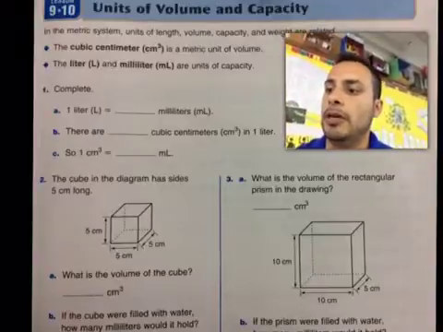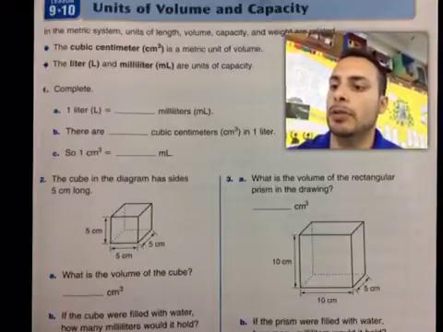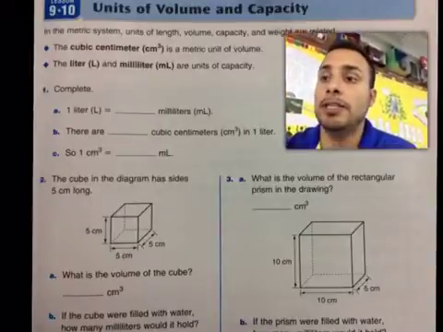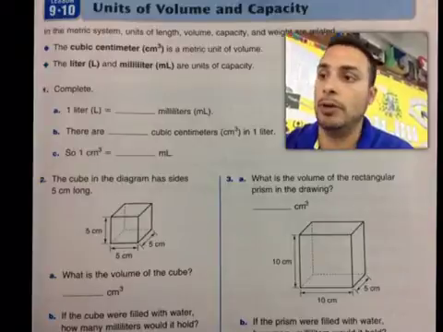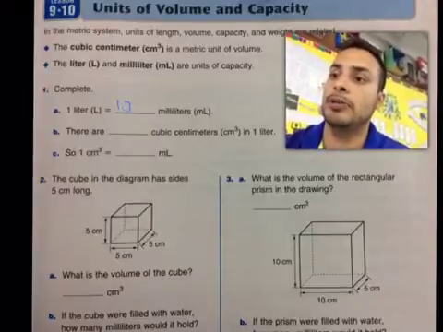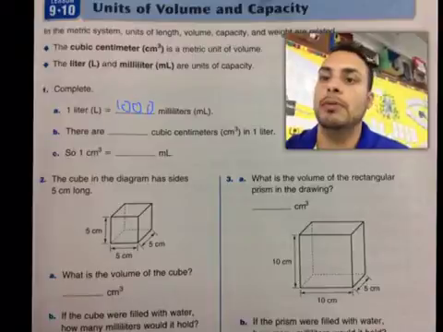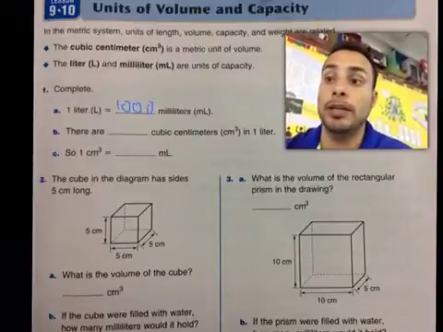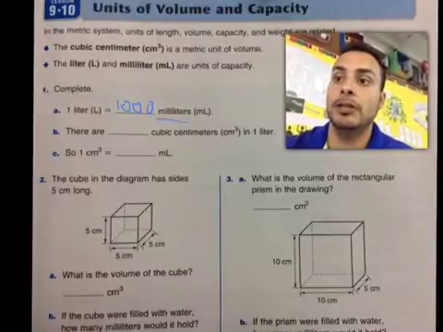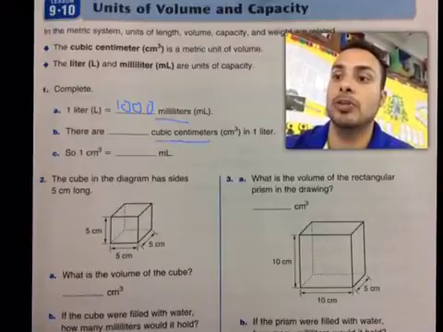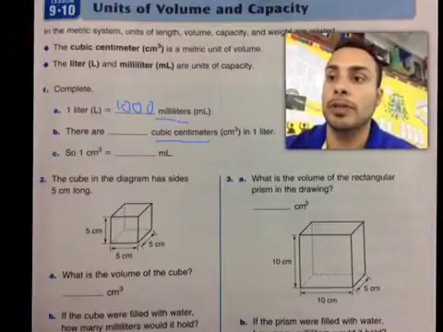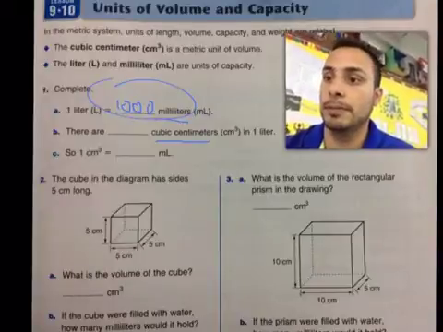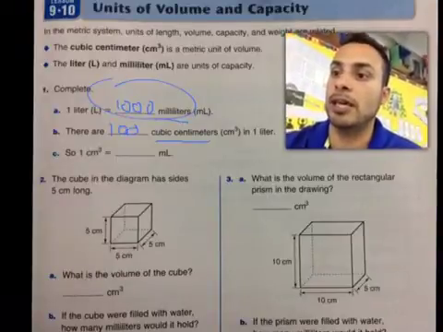Now that we know that, we can go ahead to page 327 and fill in the blanks. Take a look here. It's asking us 1 liter is equal to how many milliliters? Well, we know that 1 liter has 1,000 milliliters. And there are how many cubic centimeters in 1 liter? Remember, milliliters are equal to cc's, cubic centimeters. So if there's 1,000 here, there must be 1,000 here.